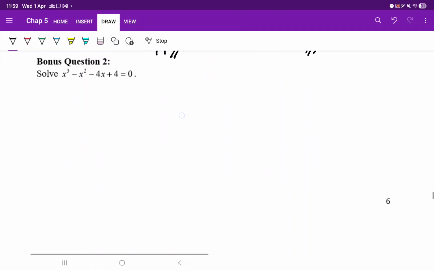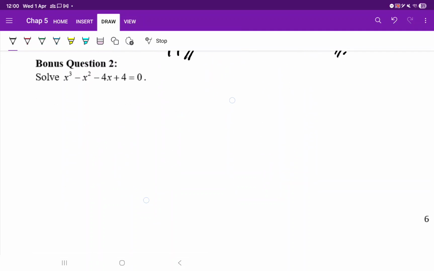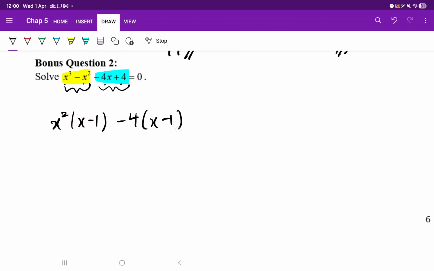Okay, for bonus question 2, give me a few seconds, minutes. I will finish this ASAP. Bonus question 2, 1, 2, 3, 4, 4 different terms. So we are going to do factorization by grouping. Factorization by grouping. These two, take out x squared to get x minus 1. These two, take out minus 4 to get x minus 1 as well. So same as the previous bonus question.